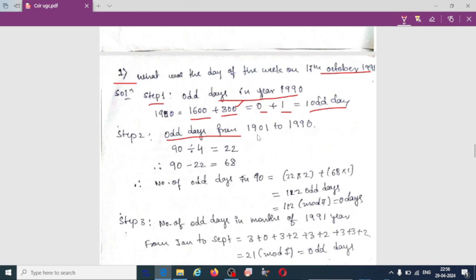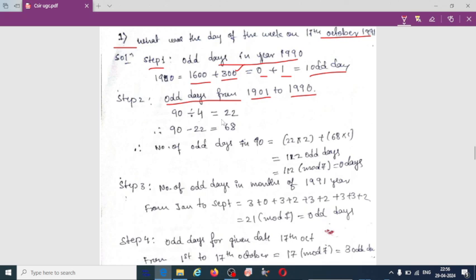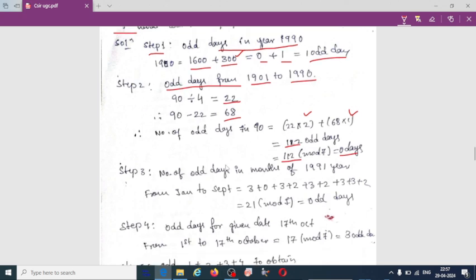Odd days from 1901 to 1990. So 90 by 4, 22 leap years, and 90 minus 22, 68 ordinary years. A leap year has 2 odd days and an ordinary year has 1 odd day. So multiply, and you will get 112 odd days. Take the mod of 7, and you will get 0 odd days.